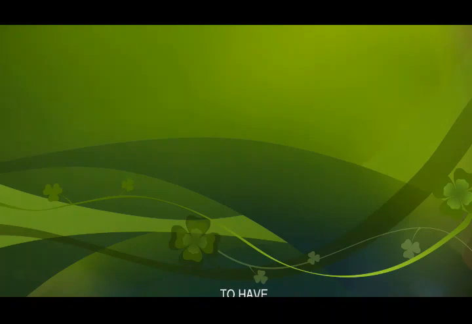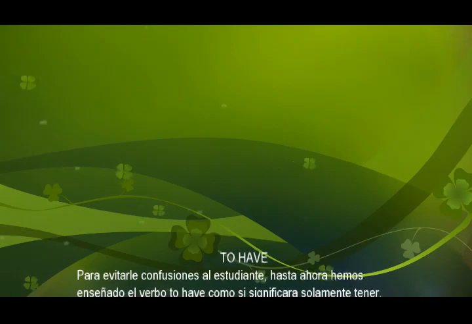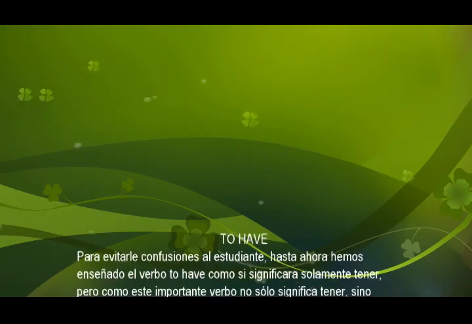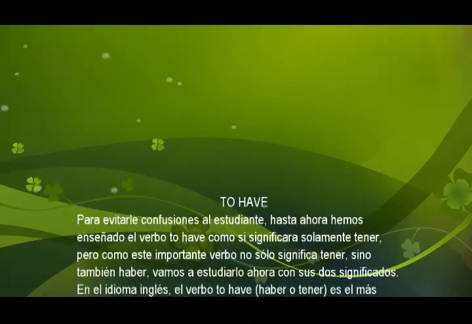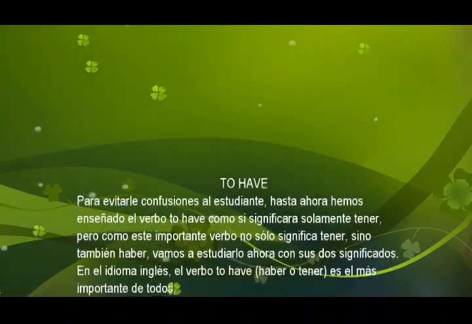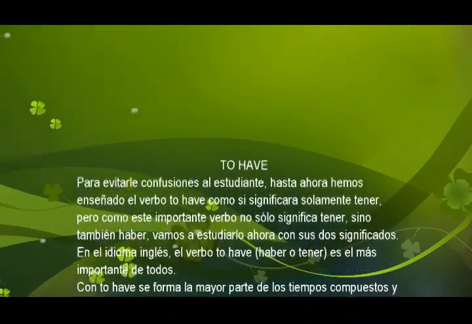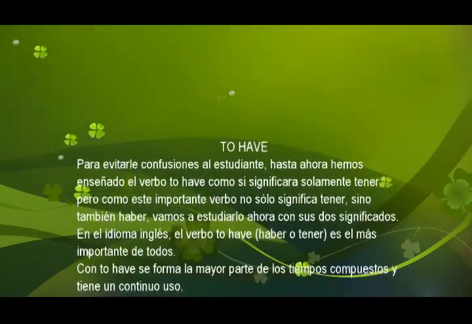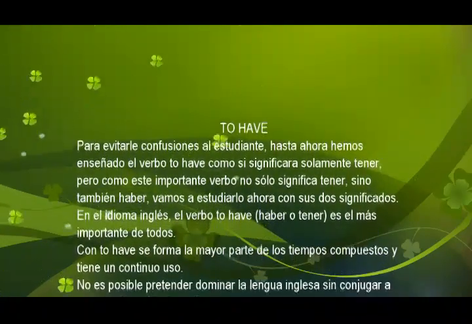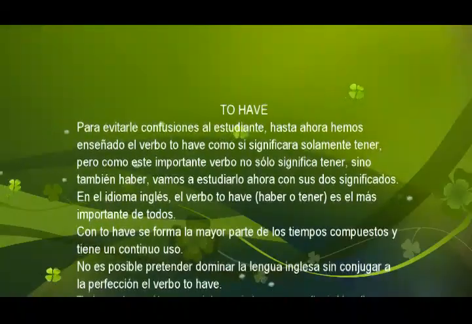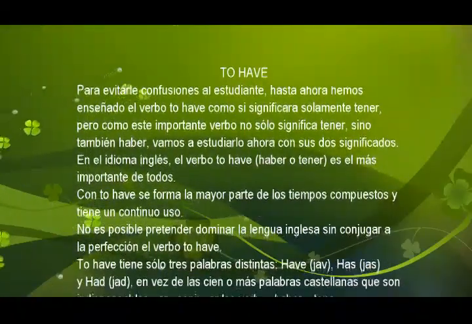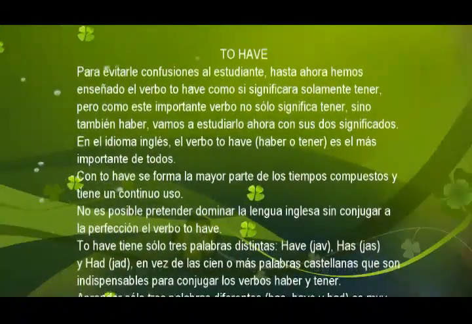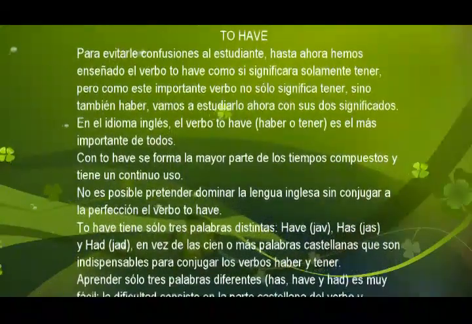To have. Para evitarle confusiones al estudiante, hasta ahora hemos enseñado el verbo to have como si significara solamente tener, pero como este importante verbo no solo significa tener, sino también haber, vamos a estudiarlo ahora con sus dos significados. En el idioma inglés, el verbo to have, haber o tener, es el más importante de todos. Con to have se forma la mayor parte de los tiempos compuestos y tiene un continuo uso. No es posible pretender dominar la lengua inglesa sin conjugar a la perfección el verbo to have.